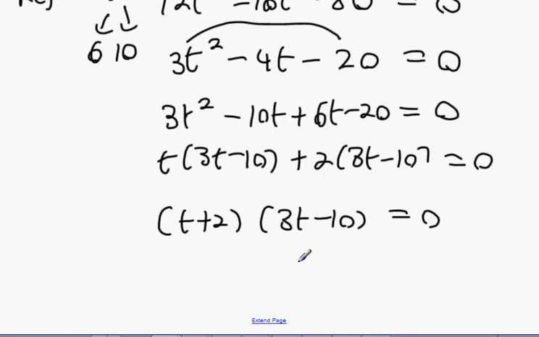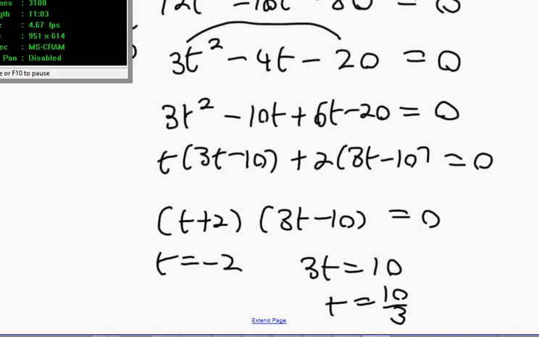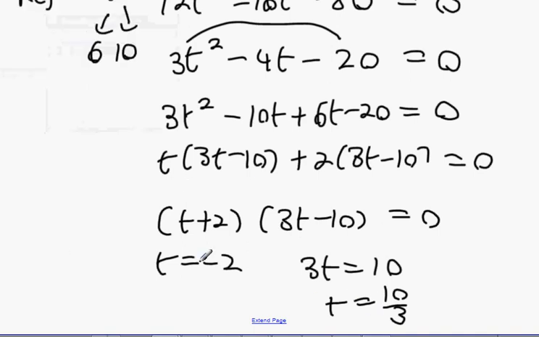Okay, so 3t equals 10, t equals 10 over 3 seconds, or t equals minus 2. It can't be minus 2 because it has to be positive. Alright guys, so that is 10 over 3 for that, okay?